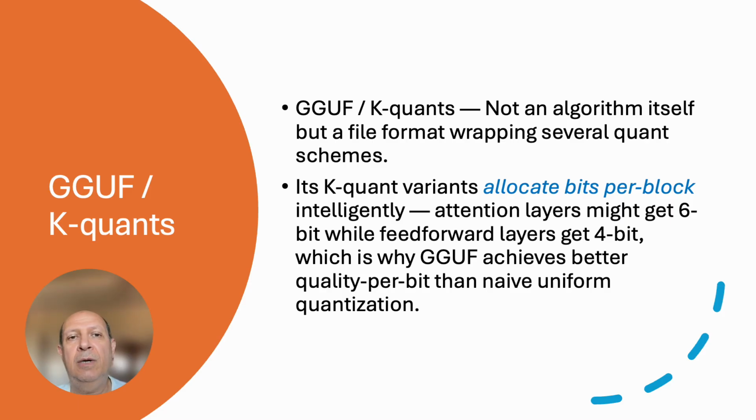The first thing I want to talk about is GGUF with the K quantization, which is not an algorithm itself. Rather, it is a file format wrapping several quantization schemes. The K variant with GGUF allocates bits per block intelligently. For example, the attention layer might get 6 bits, while the feed-forward layers might get 4 bits. This is why GGUF achieves better quality per bit than naive uniform quantization.